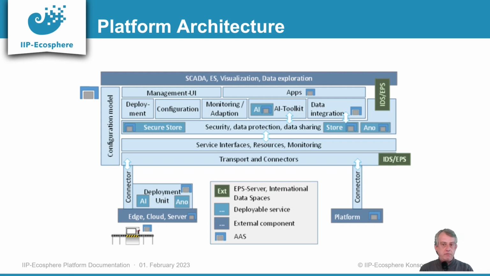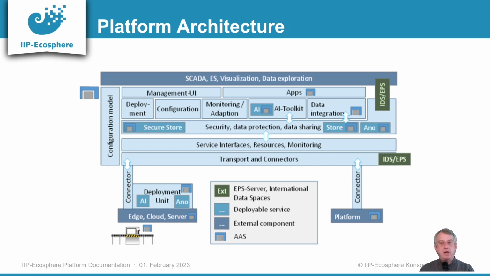This is a high-level overview of the building blocks of the platform. As mentioned, the overall goal is to enable service-based AI-enabled applications to be deployed to available resources utilizing standardized protocols. Therefore, the platform encompasses on the two lower layers the platform internal data transport, connectors to the external data, for example to machines, basic service interfaces, resource abstraction and monitoring facilities. These two layers form the basis of the application that can be deployed to edges, servers or the cloud.